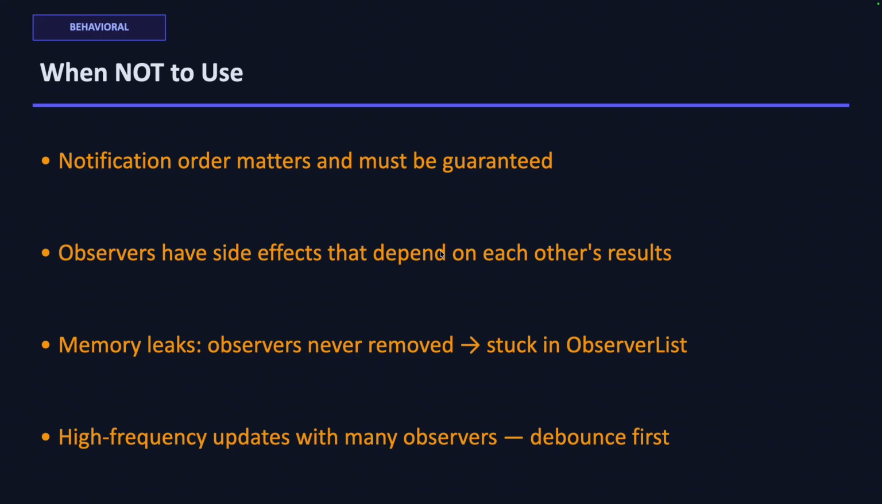We have to be cautious, because observers also have side effects that build on each other. There can be cascading notification chains, which can be hard to debug. Also, there's the issue of memory leaks. If observers are never removed, they just stay in the list indefinitely, and this can prevent garbage collection. And there can be high-frequency state changes across many observers. If that happens, you can flood the call stack without debouncing.